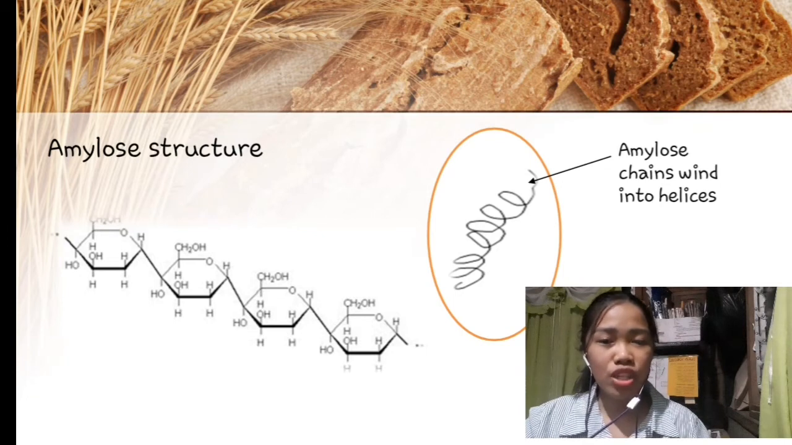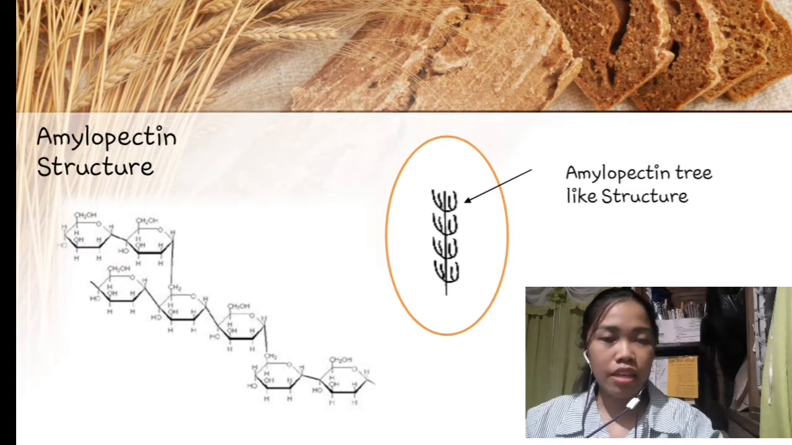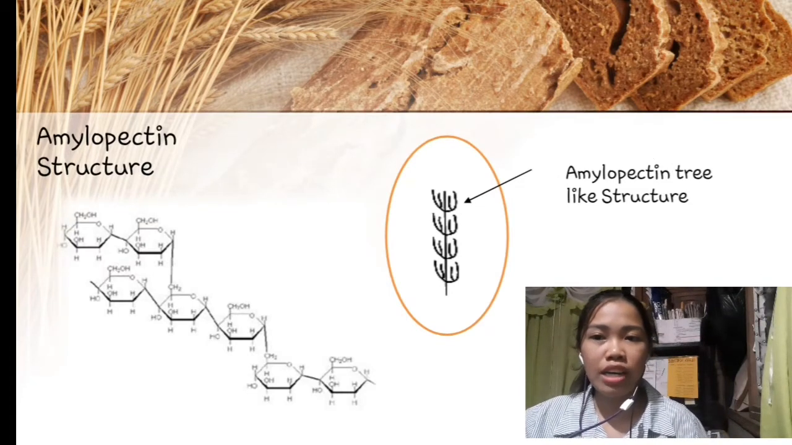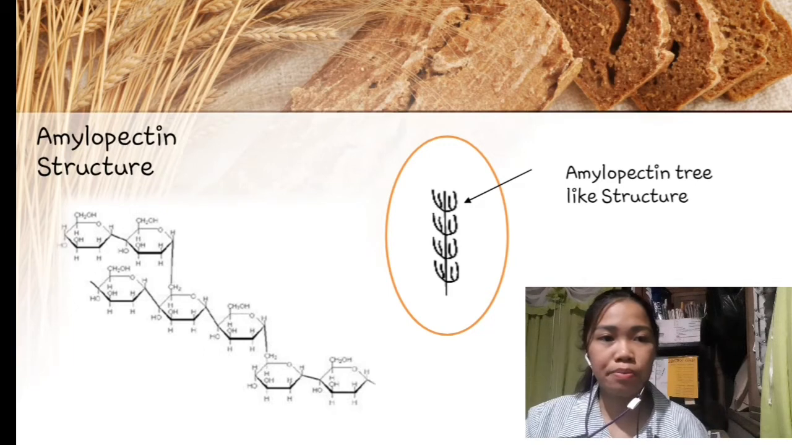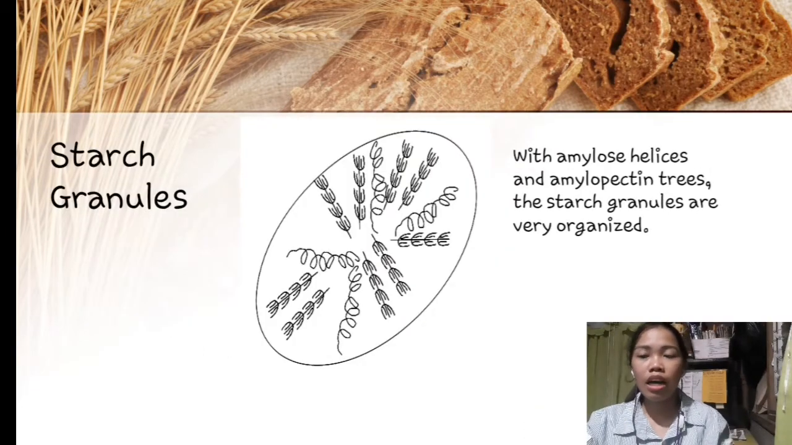Amylose is a straight chain as shown in the picture. Next, we have the amylopectin structure, which has a branch-like structure, and it is thought to look like a tree, as shown in the picture. This is a starch granule, which has an organized amylose and amylopectin tree.